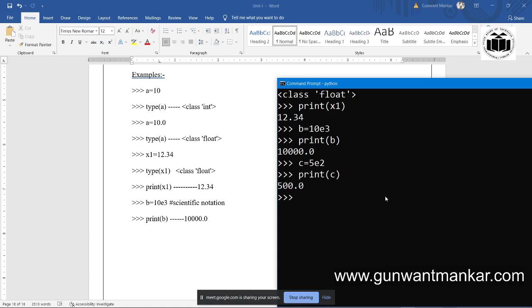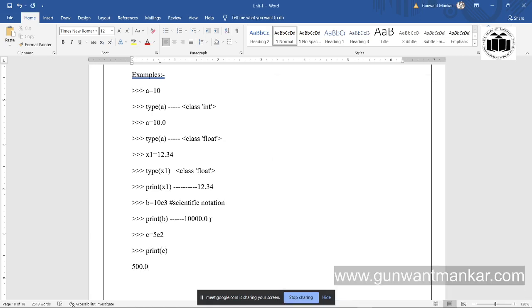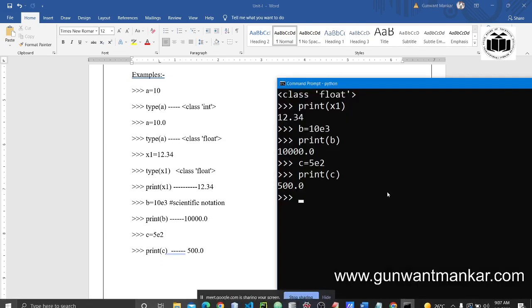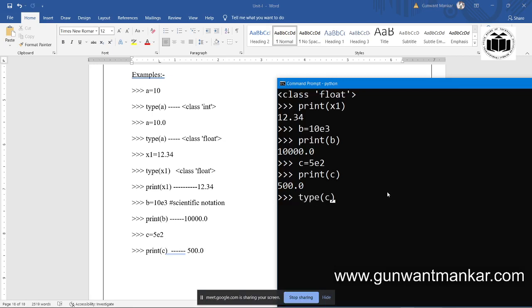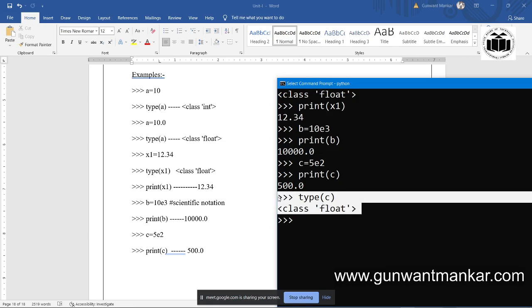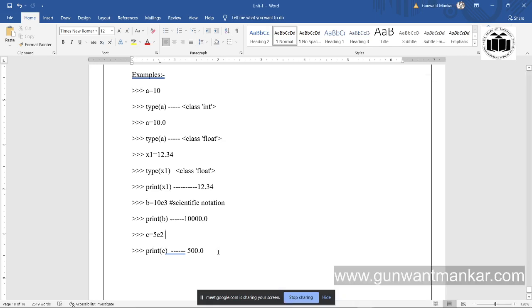500, or not? 5 into 10 to the power 2. Like this way, 5 into 10 to the power 3, 10 into 10 to the power 3. This is scientific notation. This is allowed only in where? Float. If you want to find the type, let us check the type of C. That is a float.